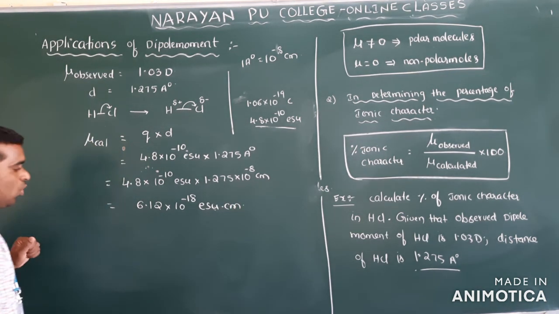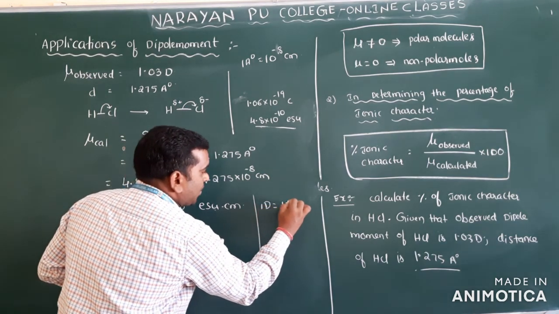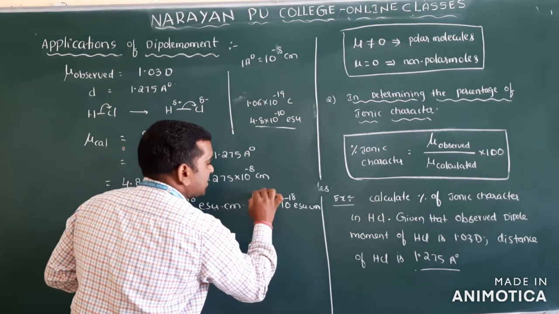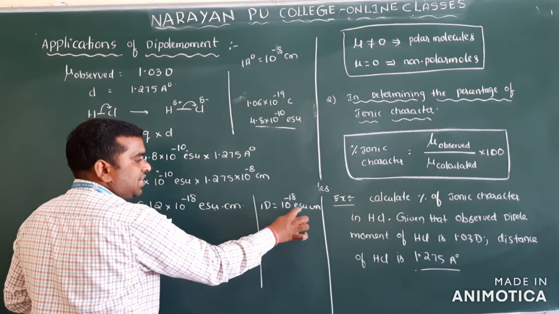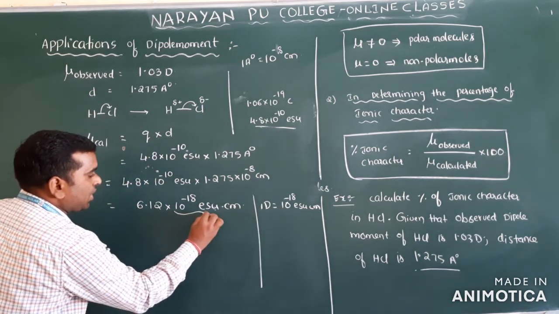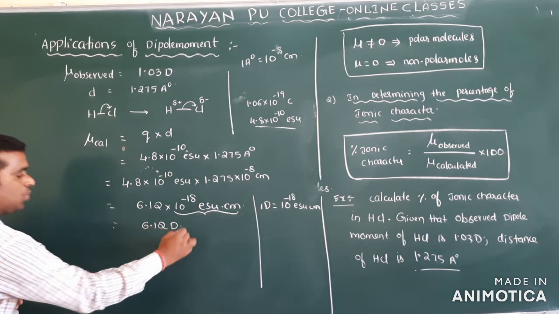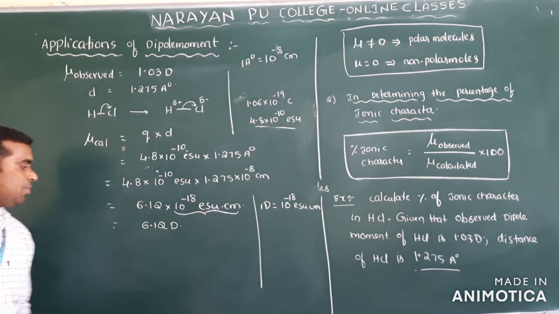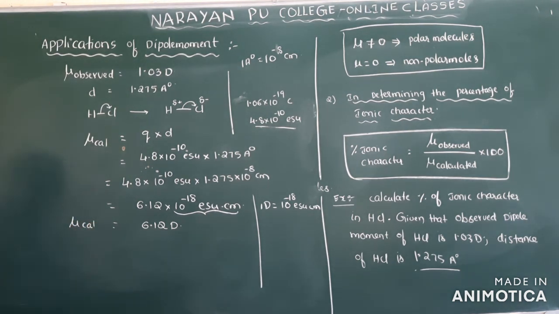Clear? You already know that 1 Debye is equal to 10 power minus 18 ESU centimeter. We have already discussed this; previously I gave this value. So 10 power minus 18 ESU centimeter means I can write 6.12 Debye. So this is mu calculated. Now the percentage of ionic character we can easily calculate.